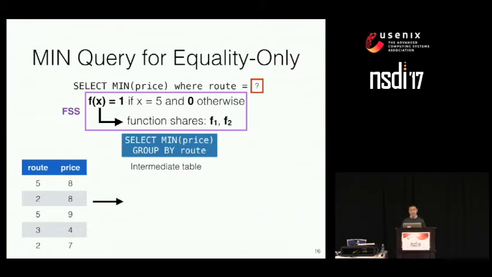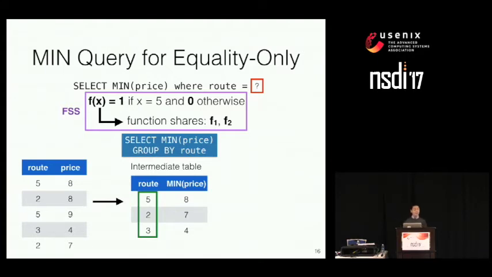This query creates an intermediate table which has the min price for each distinct route. Because this table is created using a query based on public information, no sensitive user information is leaked. And computing this table takes linear time. Then we do the same thing as sum, apply the function shares to all the records in the route column in the intermediate table, and multiply the min price with the output of each function share. The provider adds all these values together and sends a response back to the user.